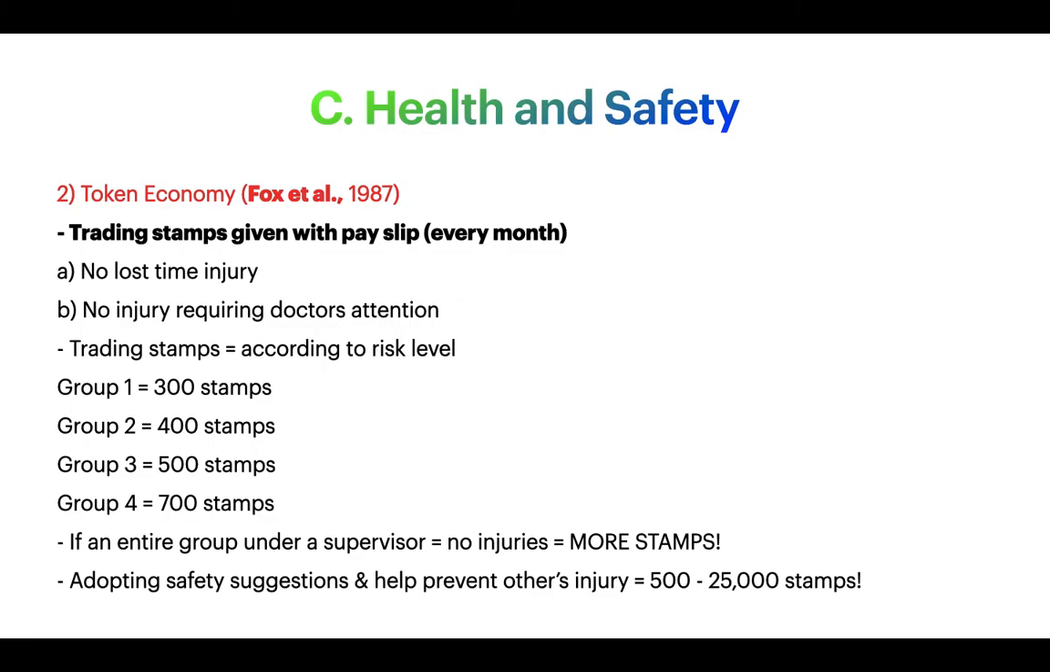So let's say someone was about to make an error at work, and if they had gone through with the error, they may have died, and you saved them by stopping it or spotting it in time and prevented it, you get 25,000 stamps, something like that, right? You get rewarded.